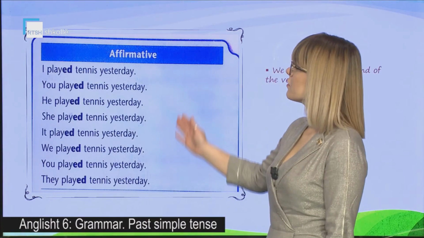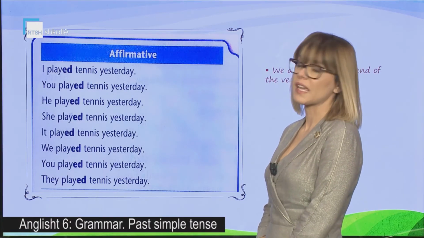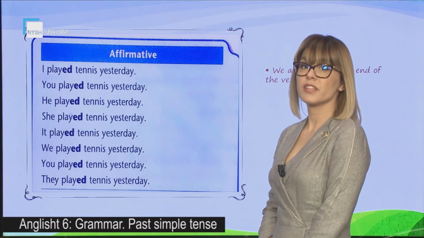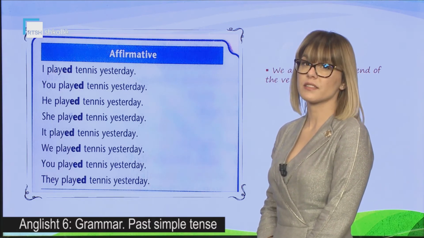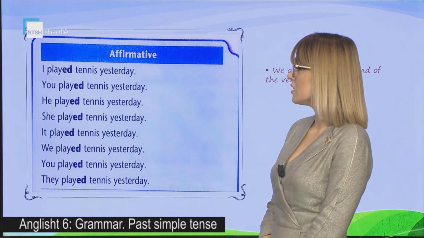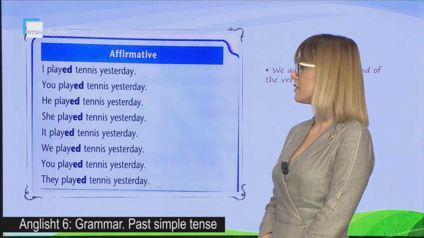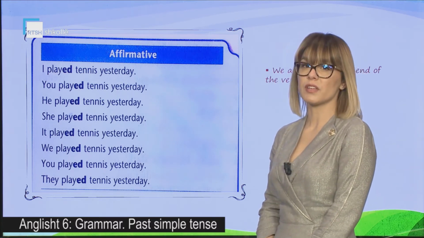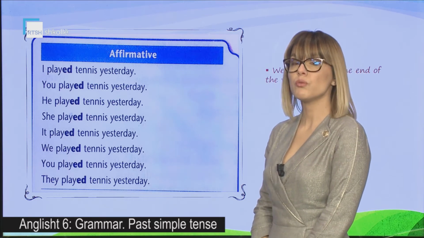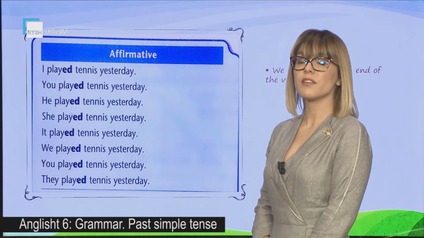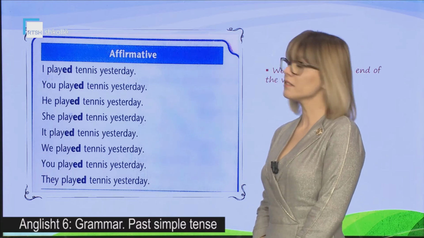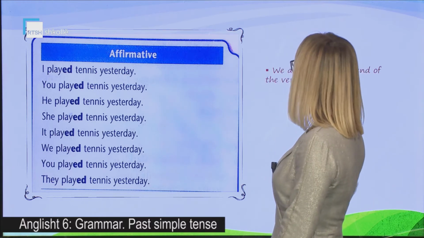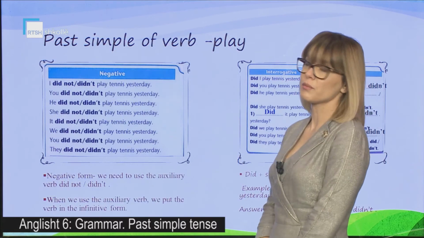The affirmative form of the verb play. I played tennis yesterday. You played tennis yesterday. He, she, it played tennis yesterday. We played tennis yesterday. You played tennis yesterday. They played tennis yesterday. We said that we add ed at the end of the verbs.